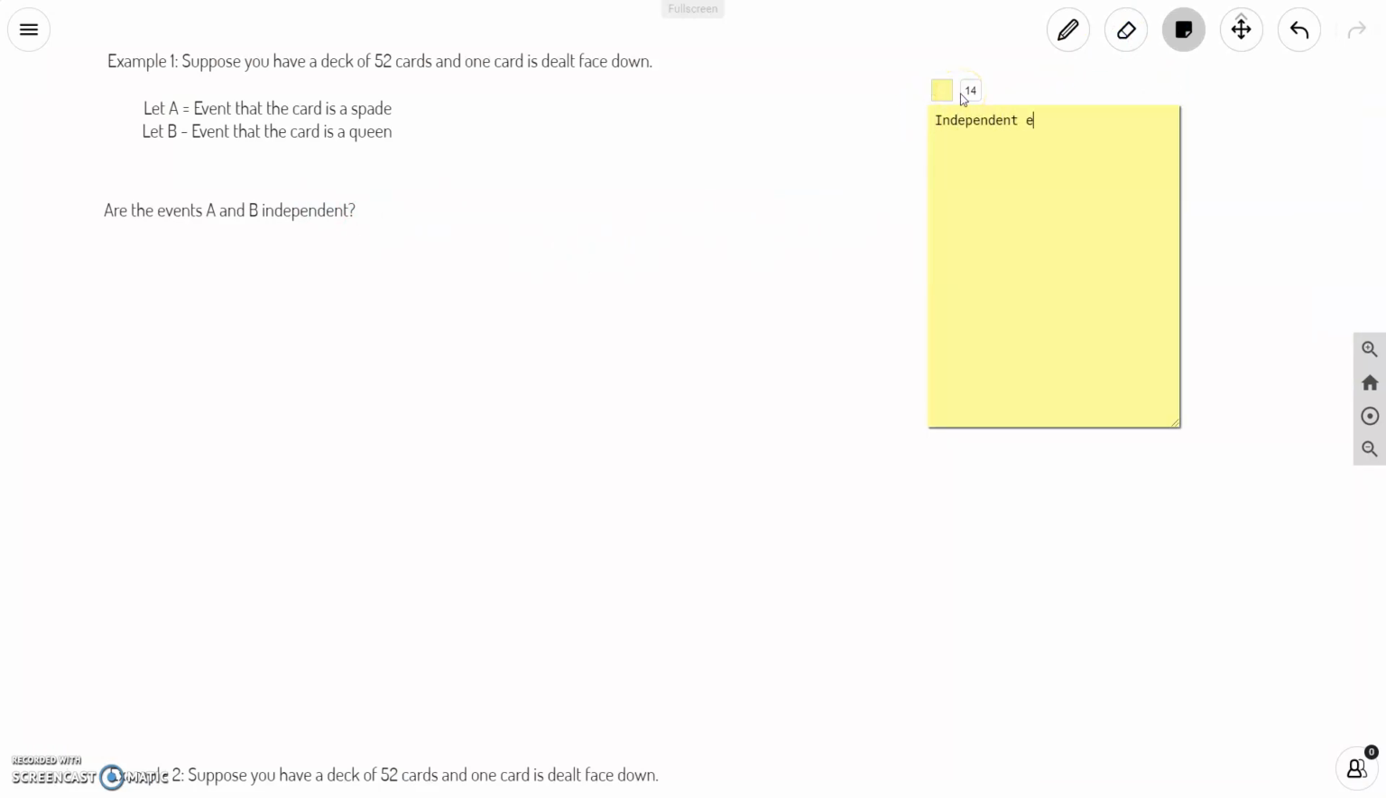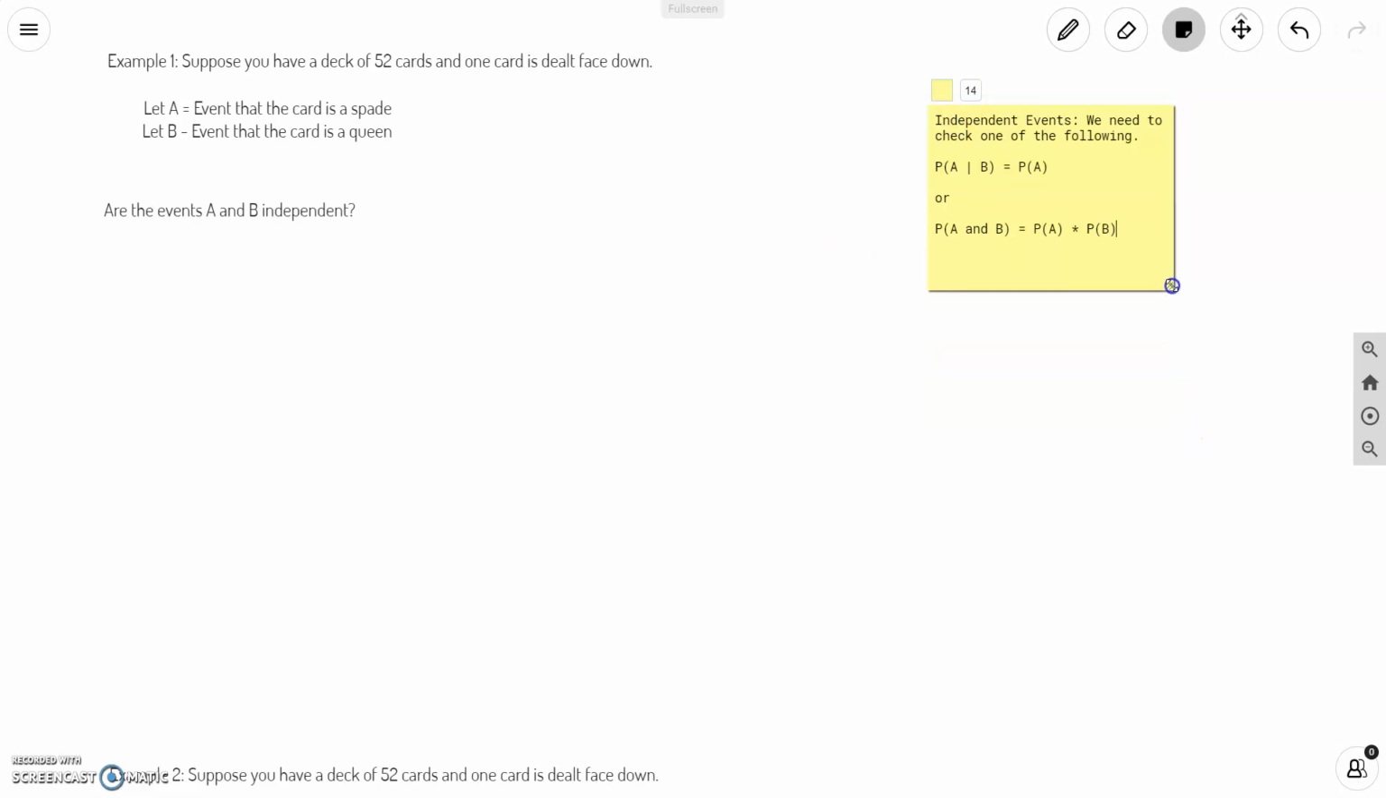So independent events, we need to check one of the following. Either P of A given B is equal to P of A, or P of A and B is equal to P of A times P of B. So we have to check one of the following to make sure that they're satisfied. If they're not, then we cannot claim that they are independent. So always keep this in mind while we solve for these problems.